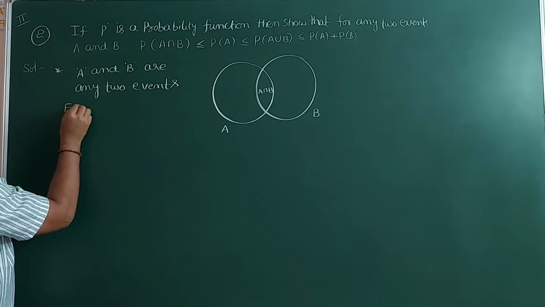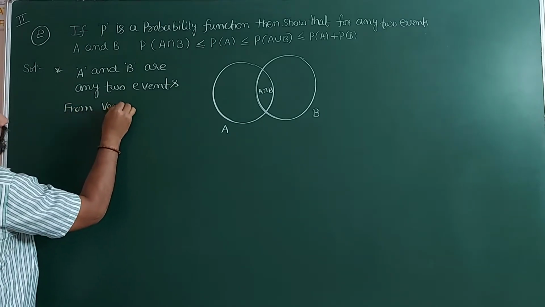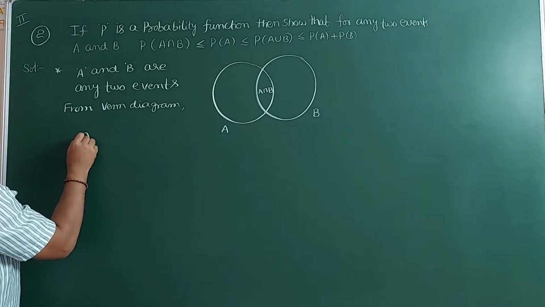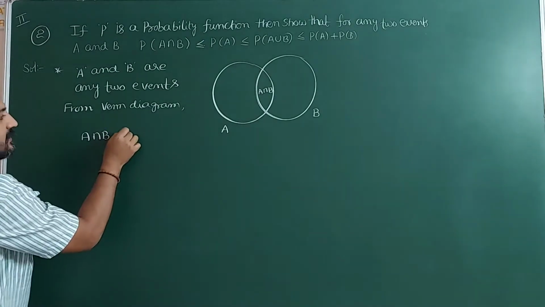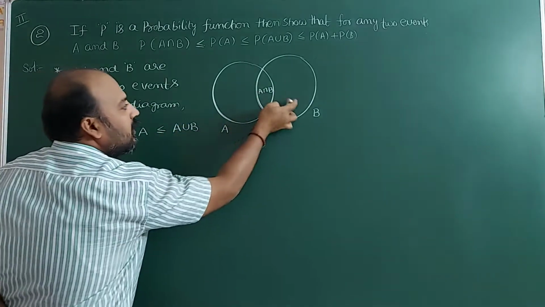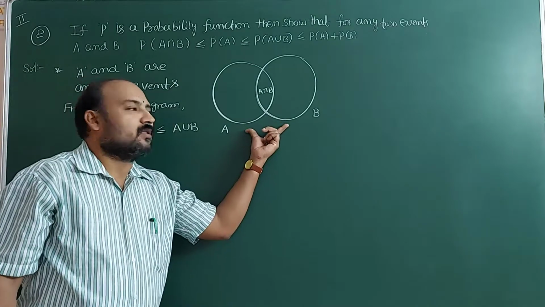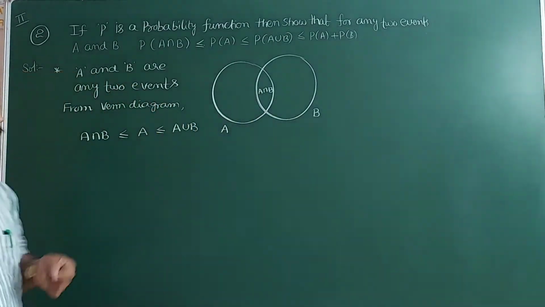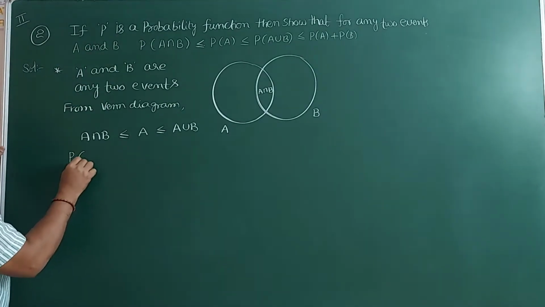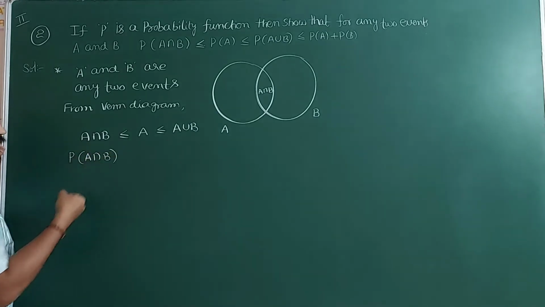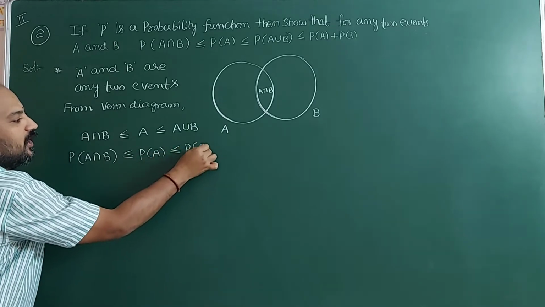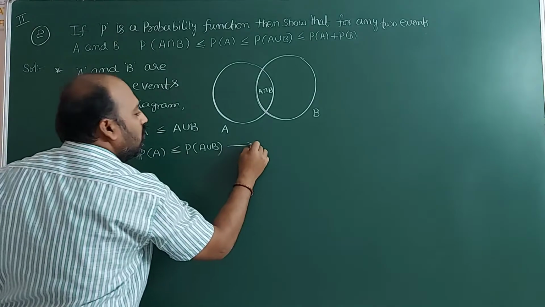From the Venn diagram, A intersection B is less than or equal to A, which is less than or equal to A union B. A union B means the union of these two sets A and B. So taking P as the probability function, P of A intersection B is less than or equal to P of A, which is less than or equal to P of A union B. Call that equation number 1.